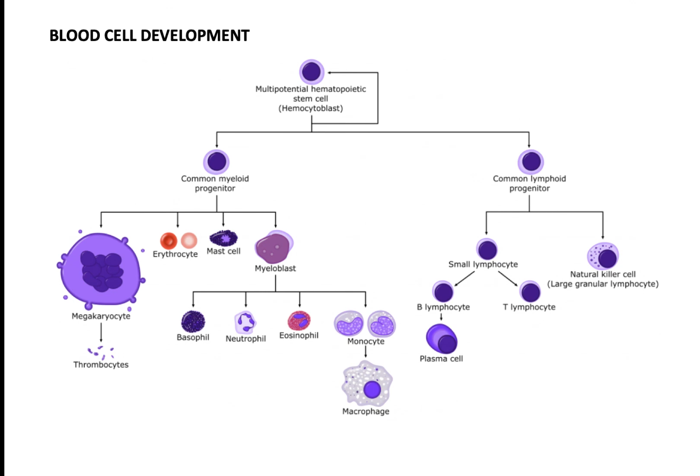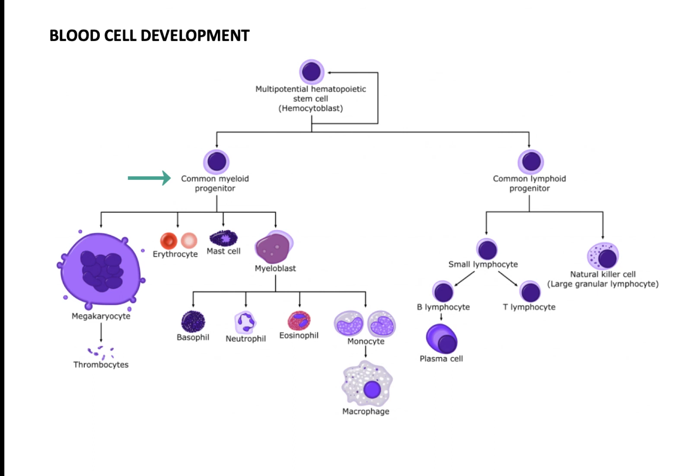Here are some of the developmental pathways for blood cell development. Starting with multipotential hemopoietic stem cells. Those will divide to become either myeloid progenitors or lymphoid progenitors.